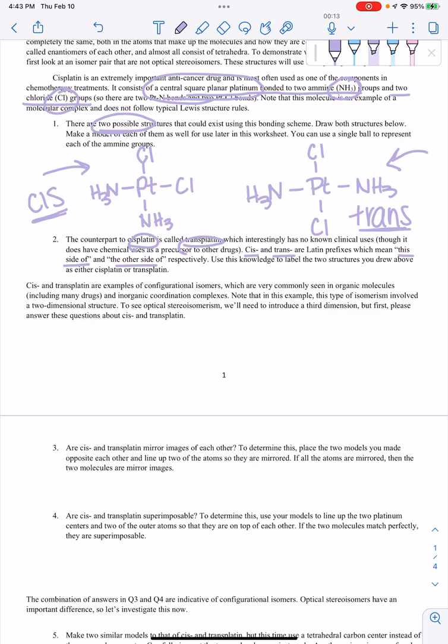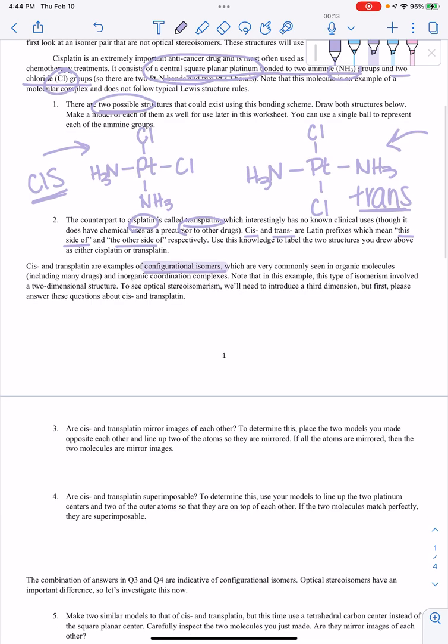And then I also just wanted to make a quick note that here it mentions configurational isomers, which you might not be familiar with, but your textbook calls it geometric isomers. So that's the same thing here. Configurational isomers and geometric isomers are the same thing.